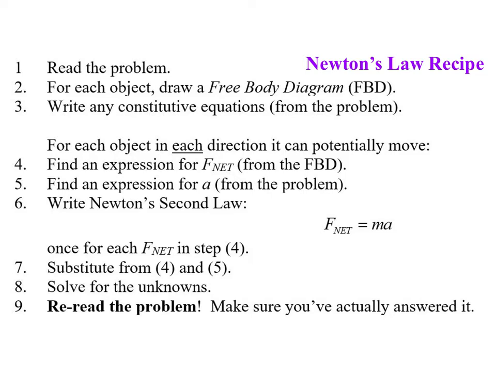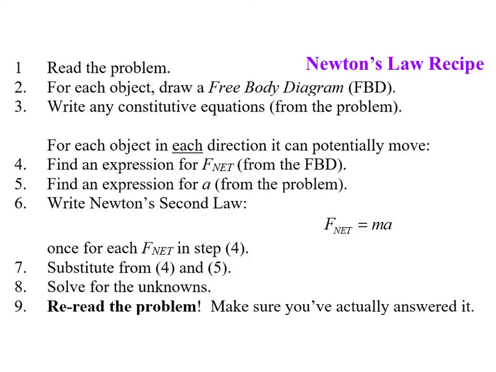And then the sixth step is write Newton's second law, which is always the same, that F net equals ma, for every F net in step 4, which is for every direction it can move. So every object for every direction. So if you have 2 objects and they can move in each of 2 dimensions, then you would have 4 such equations. Step 7 is substitute 4 and 5 into 6.